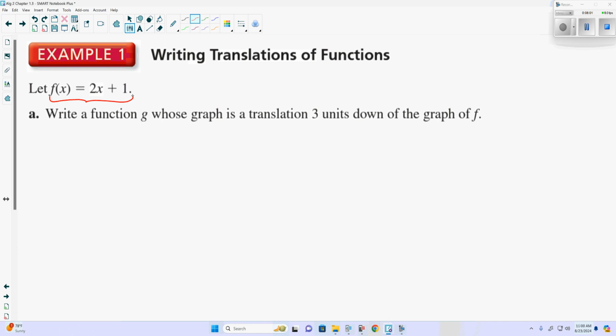Now the terminology here, write a function g. All we're doing is naming it. We're naming the new function g of x. That's all there is to that there. So we're wanting to write g of x as a function translated 3 units down of f of x. Now the general form for our up and down is f of x plus k. Because that's our vertical translation, up, down, f of x plus k.